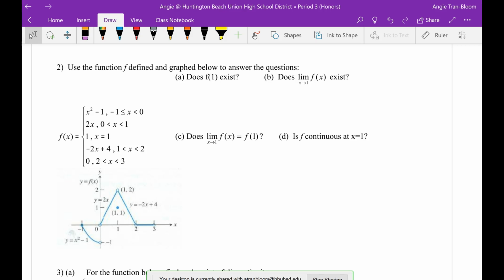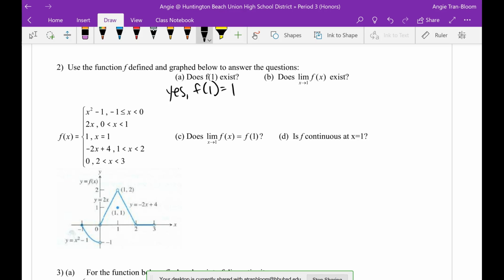A, does f of 1 exist? Kylie. A, does f of 1 exist? Kylie says yes. Paul, Kylie says yes, so do you agree with Kylie? Yes, okay. Frankie, what is f of 1 if Kylie said it exists? F of 1 would happen to be 1. Okay, yes. F of 1 is 1.